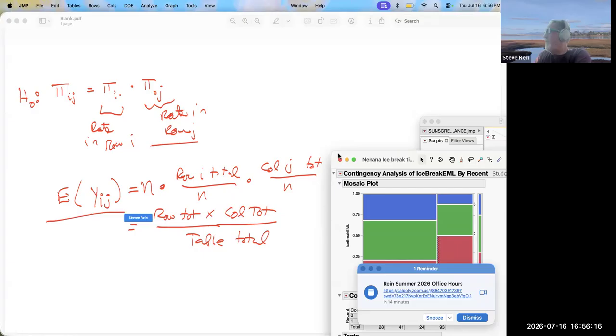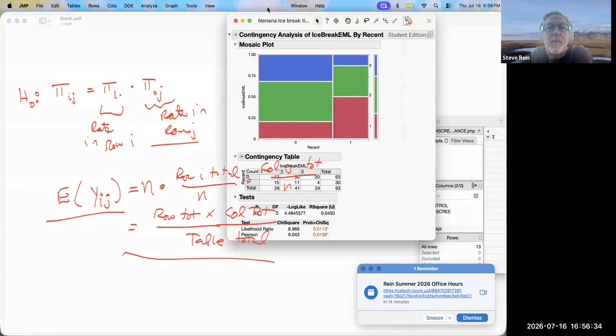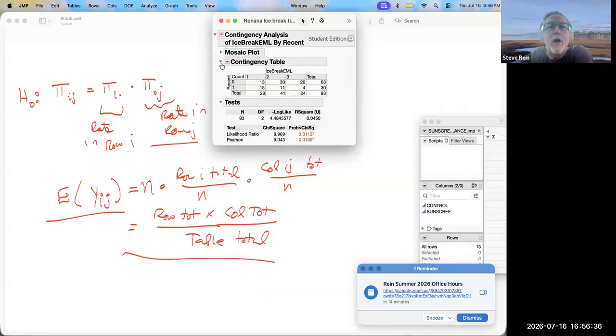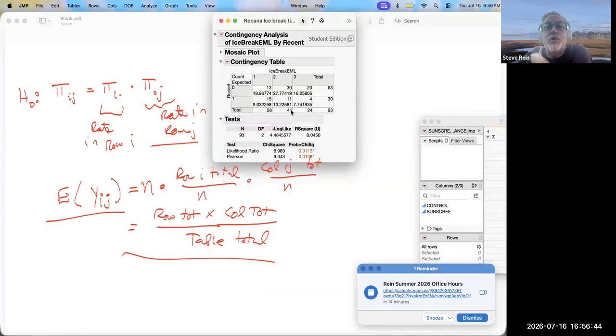So if I give you an expected count, that's what we should be seeing if, in fact, the null hypothesis is true. That's how you get the expected counts. You could do it by hand, but the software will give it to you for free. Let me show you over here. Remember how we turn some things on and off in our contingency table? One of the numbers is the expected count. That's if there is no relationship.